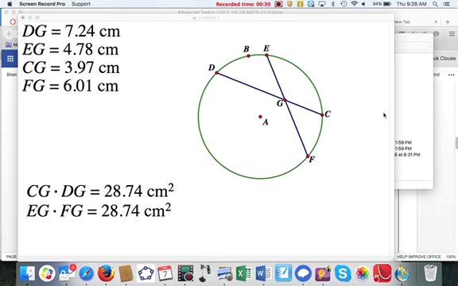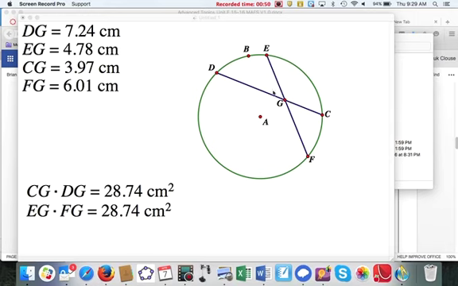And so I've already made the circle. I've measured the segments. Notice which segments are being measured here: EG, GF, CG, and DG.